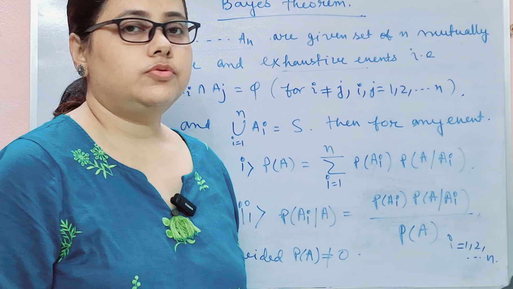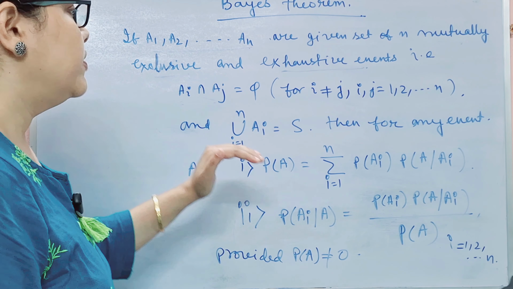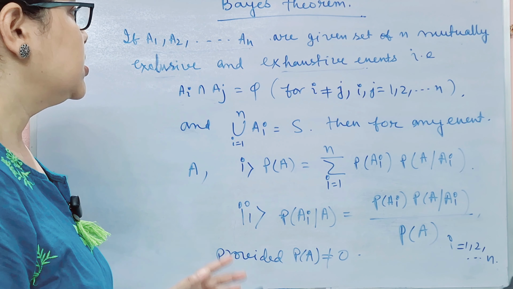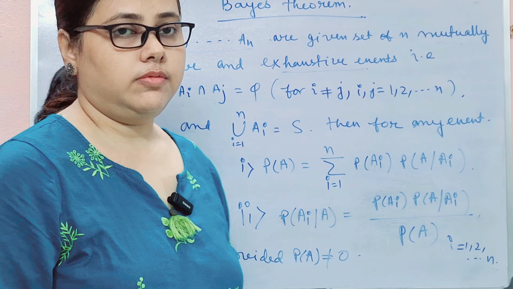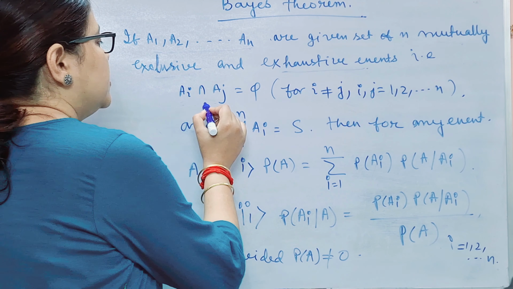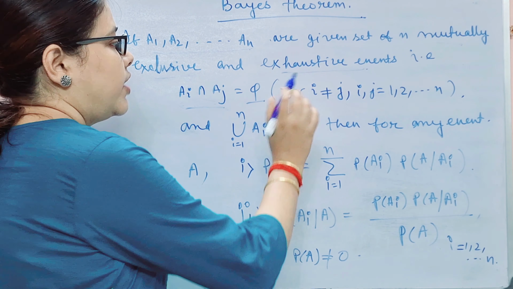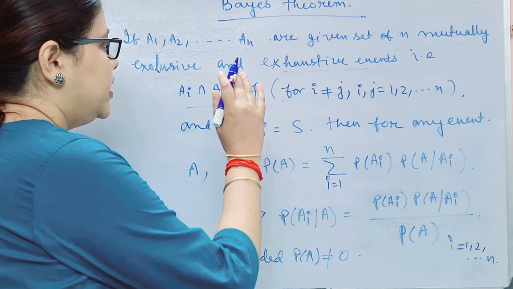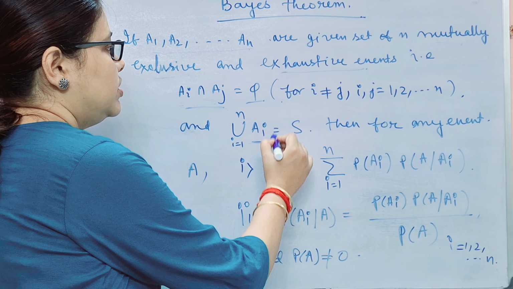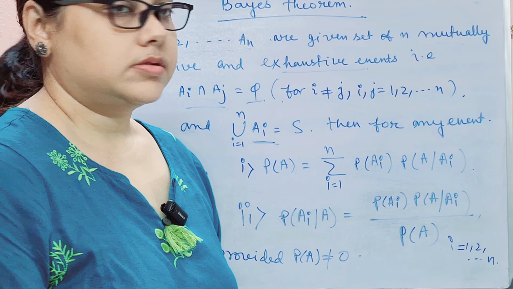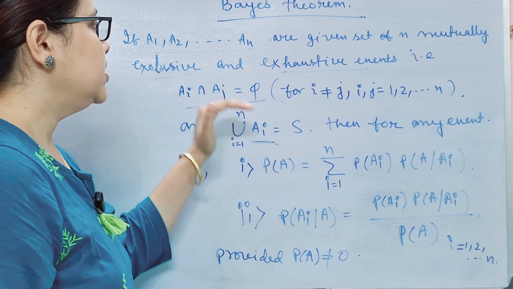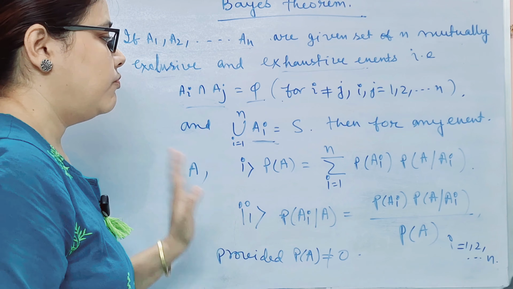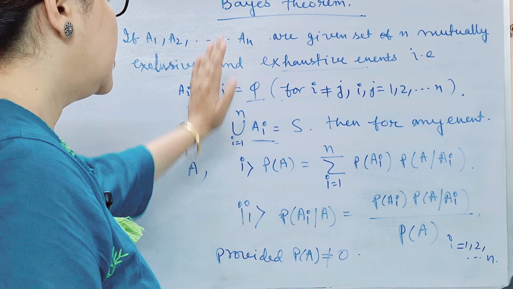Mutually exclusive means any two events will have no common elements. That is, the intersection of any two events will be equal to phi: Ai intersection Aj equals phi for i, j equals 1 to n, and the union of all the events will be the sample space. Under these two conditions, this formula holds, and this is known as Bayes theorem.